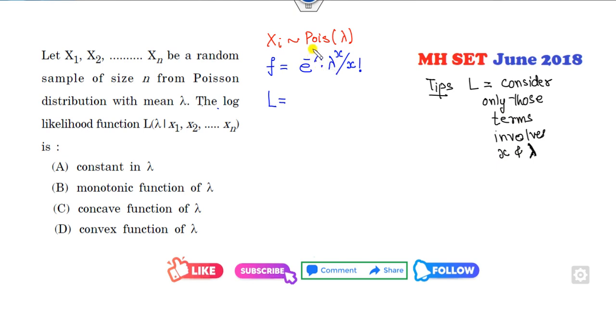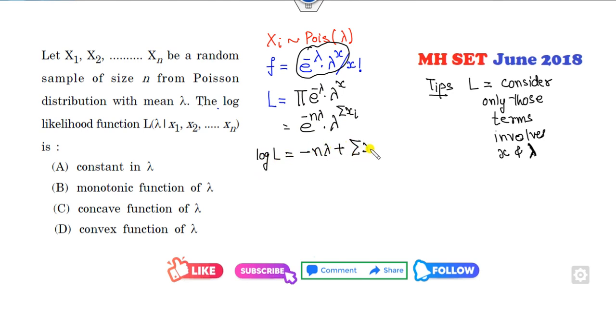So now I can consider this term. Taking the logarithm, it is minus n lambda plus summation of xi times log lambda. Now is it a constant? No, because this value will change. Summation of xi will always change. It is not a constant.